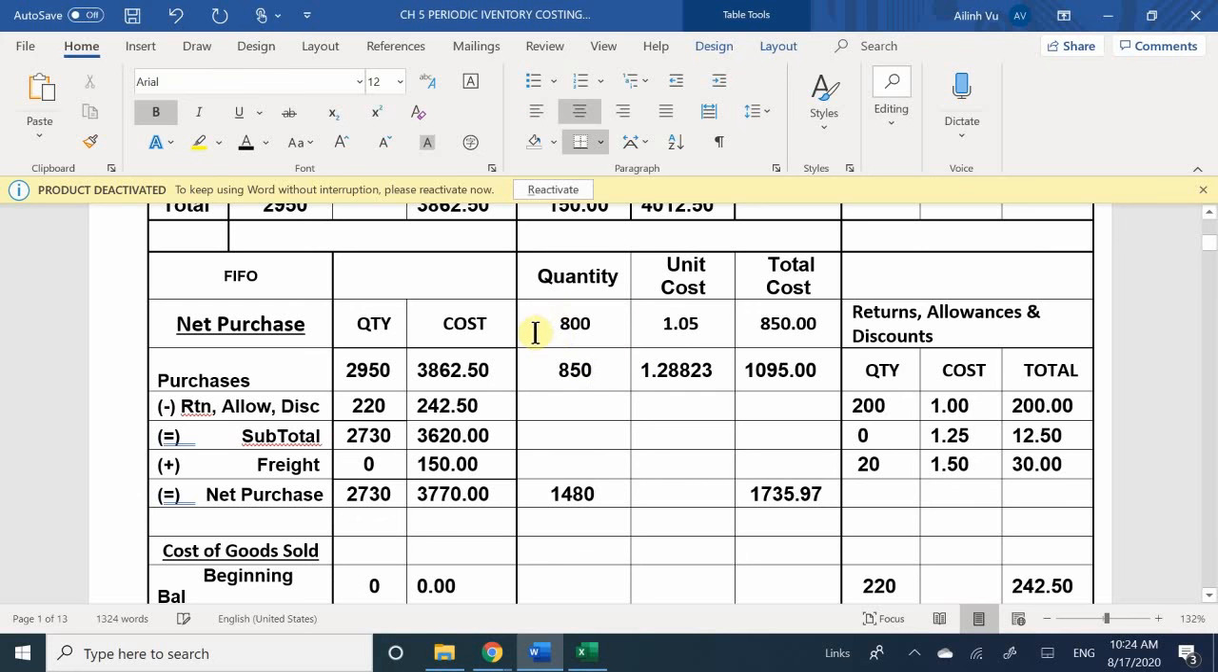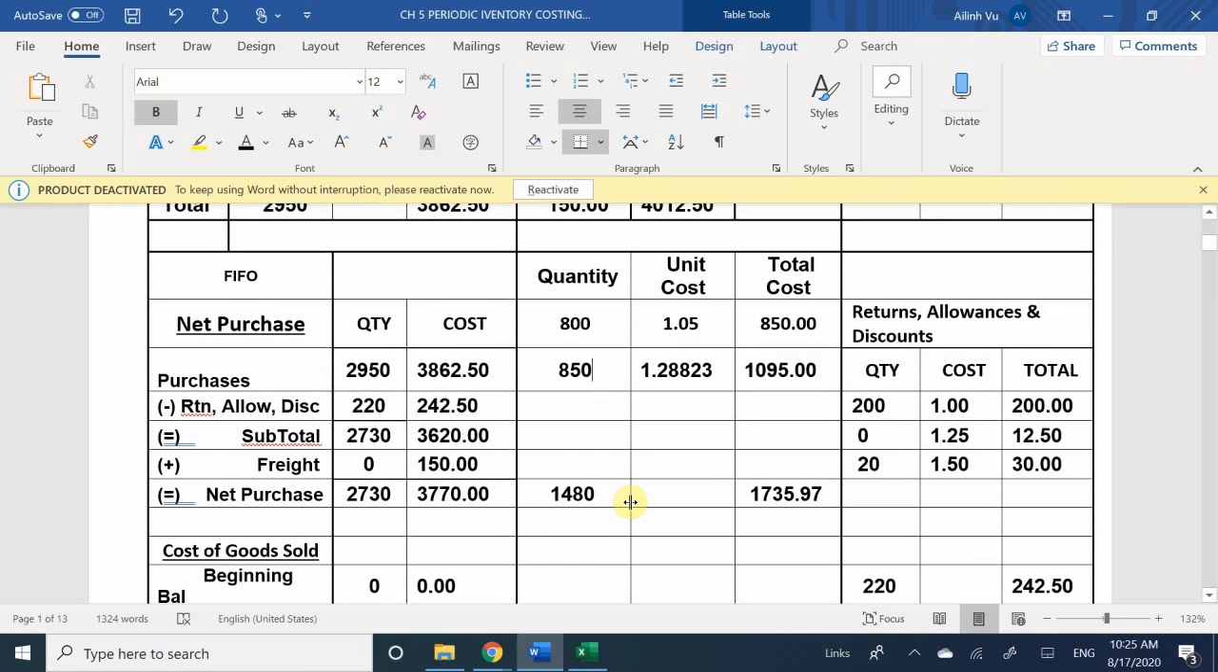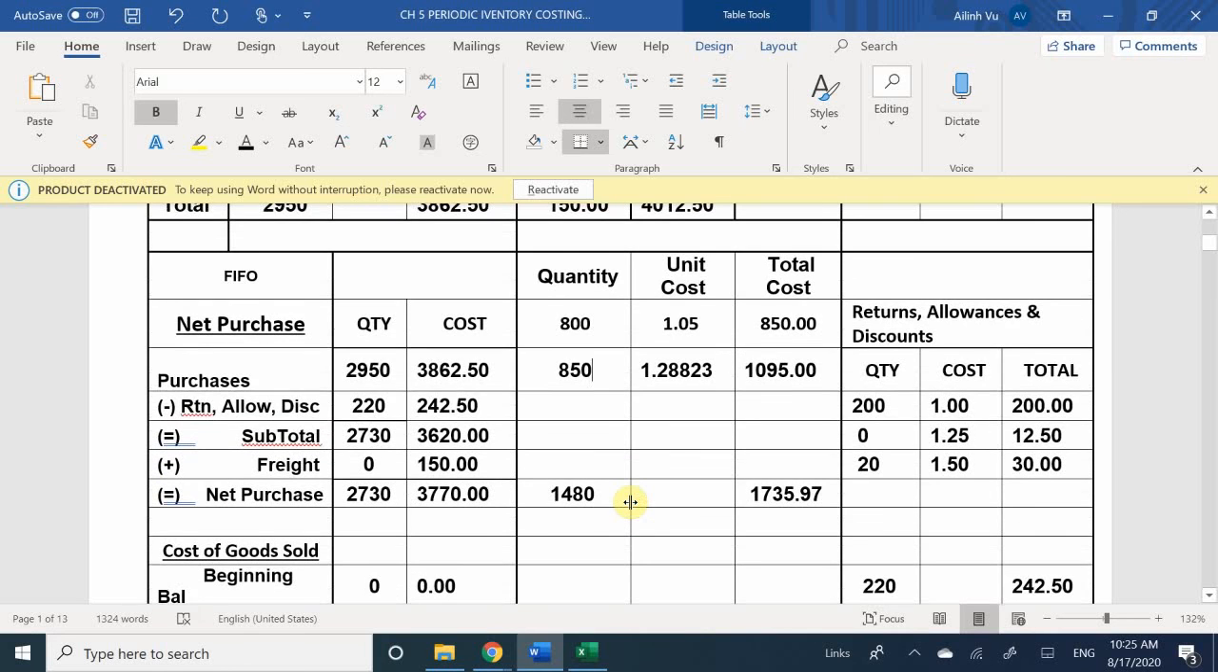All right, because 800 and 850 gives you 1650. We don't need to get to 1650. We need to only get to 1480. So how do we calculate this now? Since it's going to be 850 minus, what did you say, Julie? Minus 230?